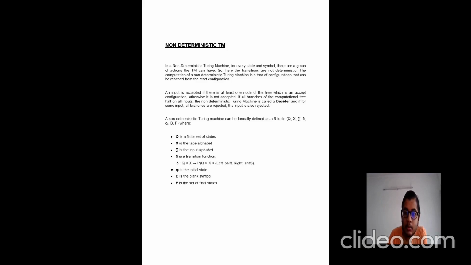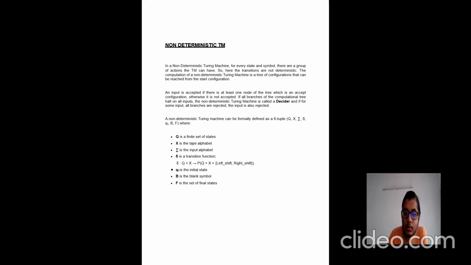The computation of a non-deterministic Turing machine is a tree of configurations that can be reached from the start configuration. An input is accepted if there is at least one node of the tree which is an accept configuration. Otherwise, it is not accepted. If all the branches of the computation tree halt on all inputs, the non-deterministic Turing machine is called a decider, and if for some input all branches are rejected, the input is also rejected.